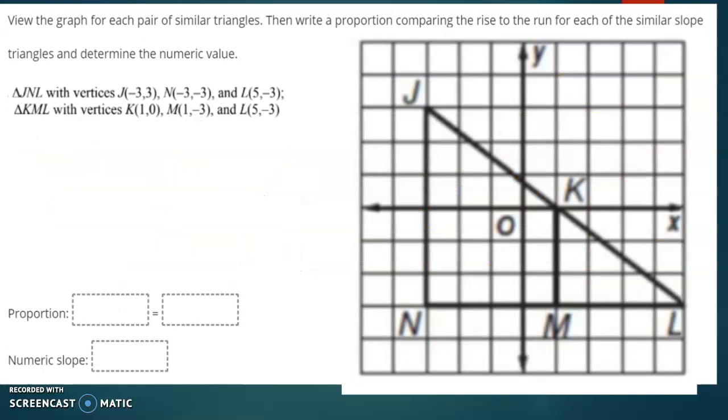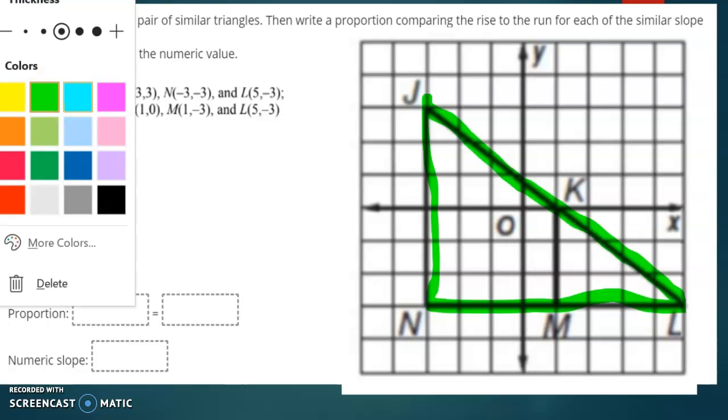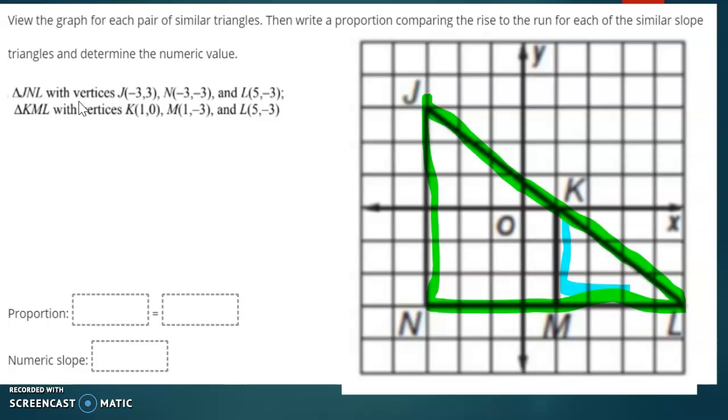On the next problem, you are viewing the graph of each pair of similar triangles, then write a proportion comparing the rise to the run for each of the similar triangles. There are two triangles here. There is a large triangle, and then there is a smaller triangle right here. So those are your two similar triangles, the larger one and the smaller one.